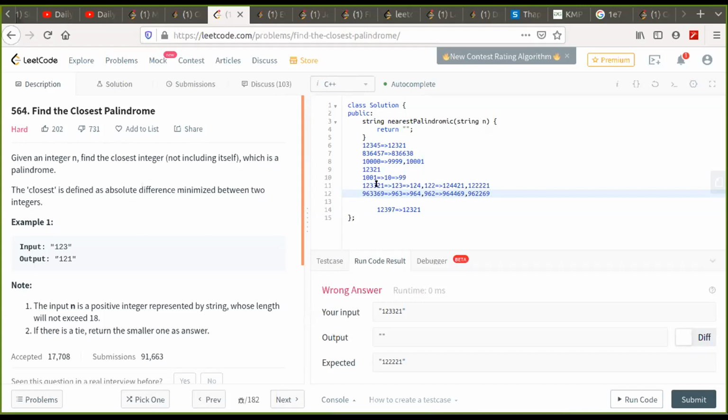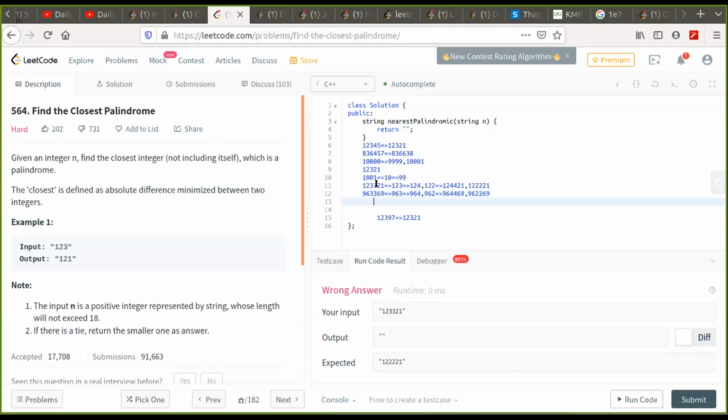962,269, and we need to choose one among these, whichever is smaller. But I think in most cases, the smaller one would have less difference. And that is 962, right? That will be the smaller difference.